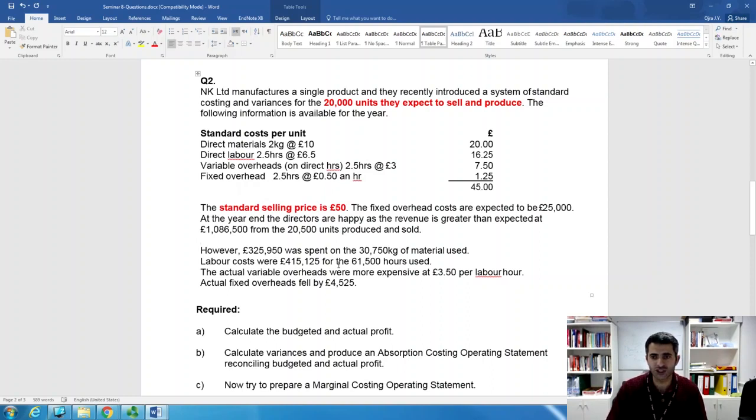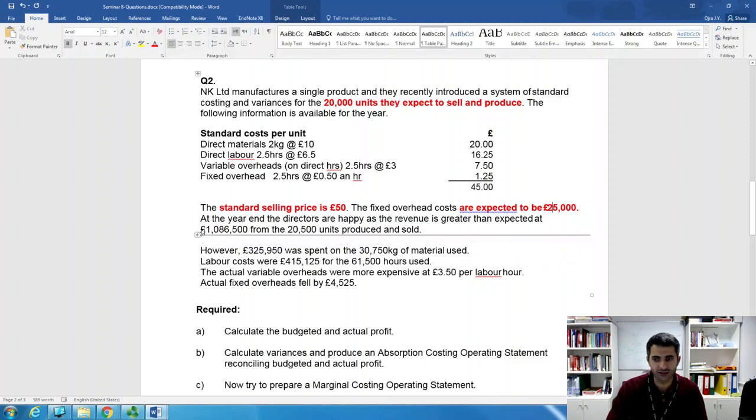The budgeted fixed overhead is £25,000 in total, which is basically £1.25 per unit. If you multiply by the budgeted units, which is 20,000 units, you should be able to find this £25,000.